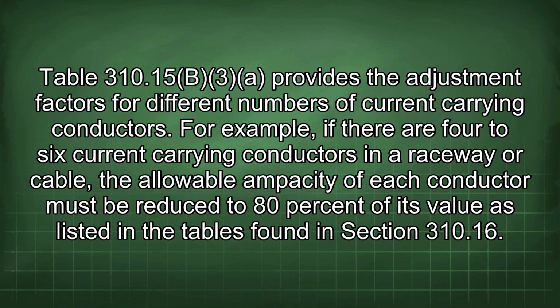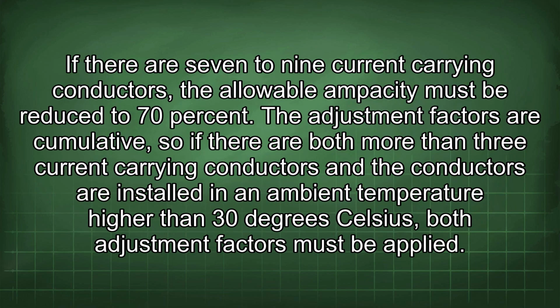Table 310.15(B)(3) provides the adjustment factors for different numbers of current carrying conductors. For example, if there are 4 to 6 current carrying conductors in a raceway or cable, the allowable ampacity of each conductor must be reduced to 80% of its value as listed in the tables found in section 310.16. If there are 7 to 9 current carrying conductors, the allowable ampacity must be reduced to 70%.